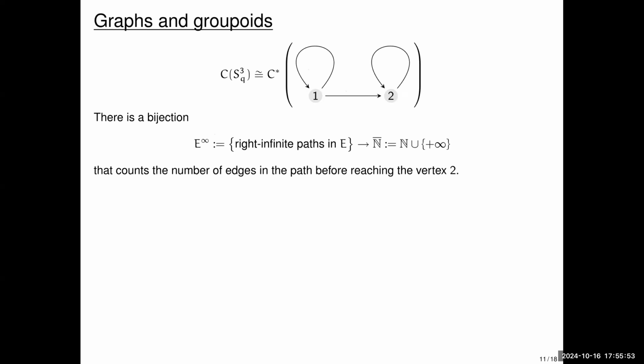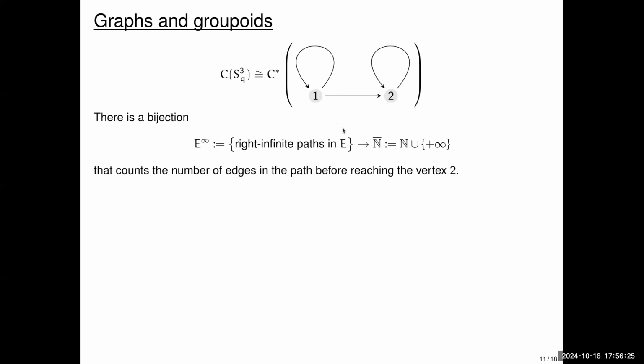So what is a right infinite path here? What can you do? You can start at the vertex 1, make a number of loops around 1, maybe 0 or a number greater than 0. Then you go to 2, and you make infinitely many loops around the 2. Or you can do infinitely many loops around 1. You can start at 2, you can make infinitely many loops around 2. And that's all. There is nothing more you can do.